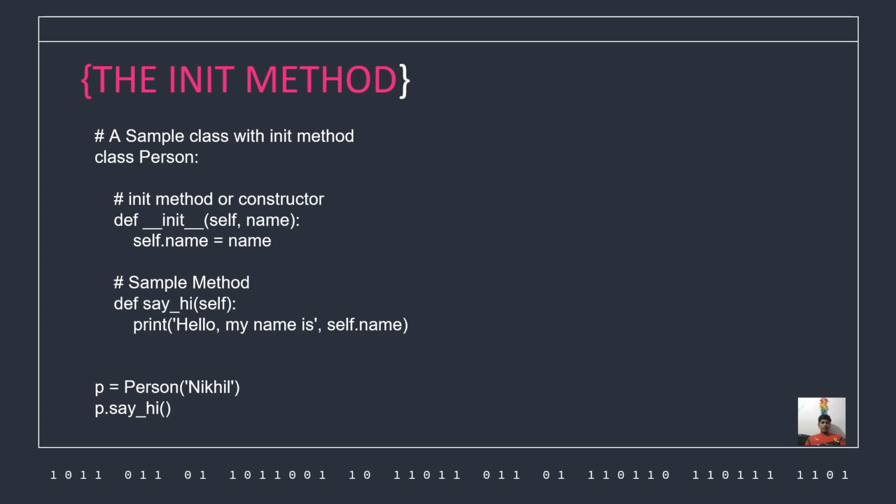The example for the init method is a sample class with an init method. Class Person, init method or constructor. Define init in the bracket self comma name. self.name is equal to name. Sample method. Define say_hi in the bracket self. Print hello, my name is comma self.name. p is equal to Person such as Nikhil. p.say_hi.